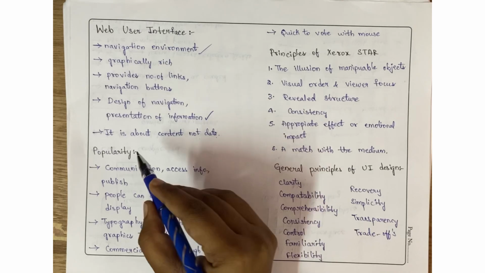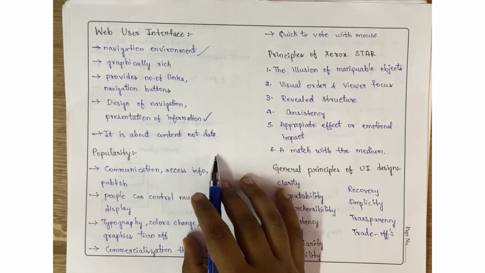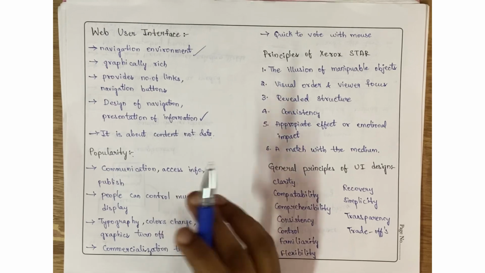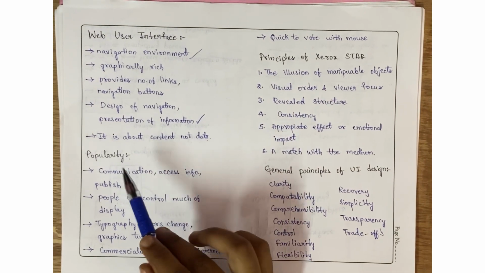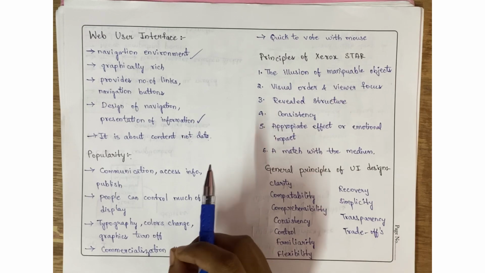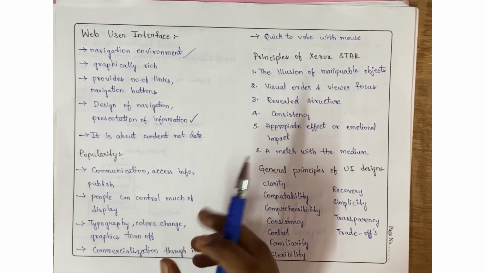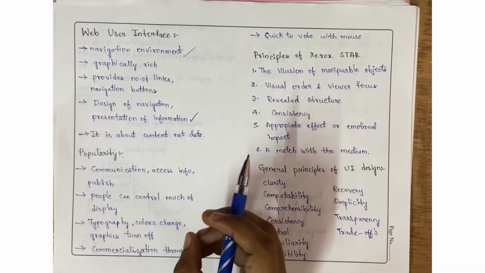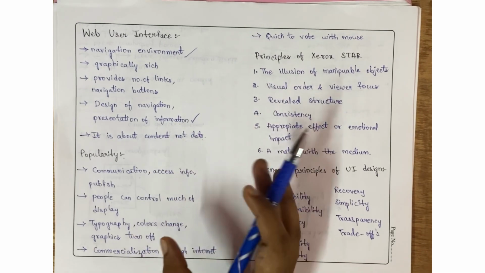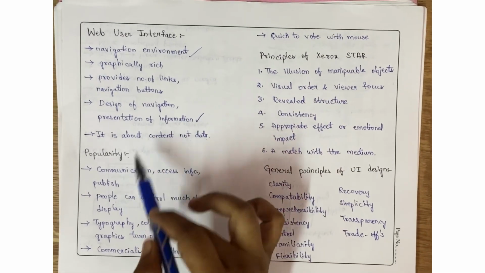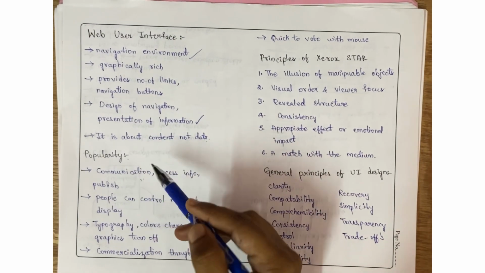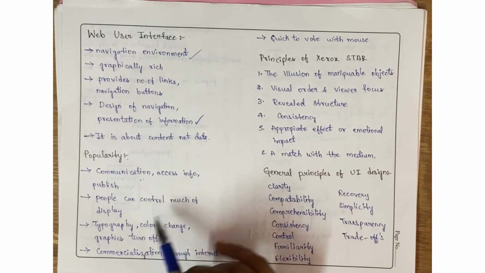Coming to the popularity of this web user interface, millions of people are communicating through this web interface. It's like an HTML page, right? For example, if we take the GeeksforGeeks website, a number of people access it. Across the globe, people are using this interface to communicate, access information, and publish their own content. And people can control much of the display.